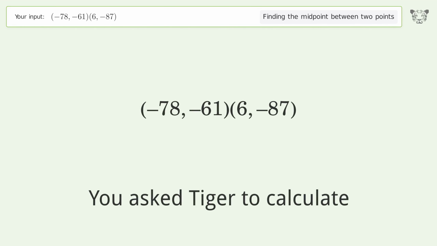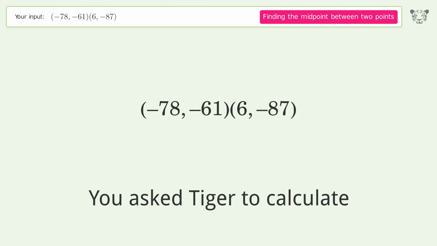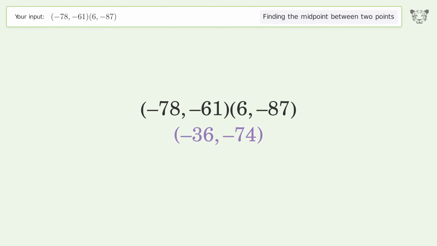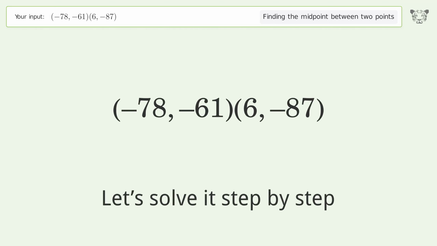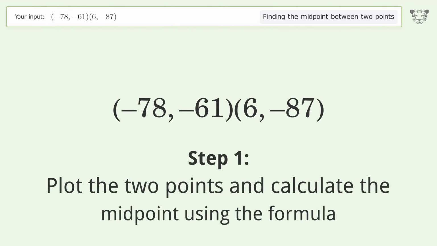You ask Tiger to calculate. This deals with finding the midpoint between 2 points. The midpoint between the 2 points is -36, -74. Let's solve it step by step. Plot the 2 points and calculate the midpoint using the formula.